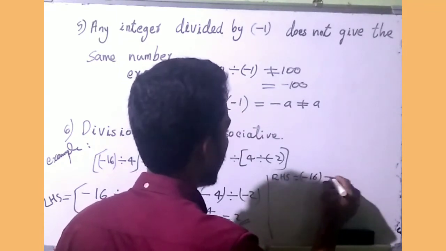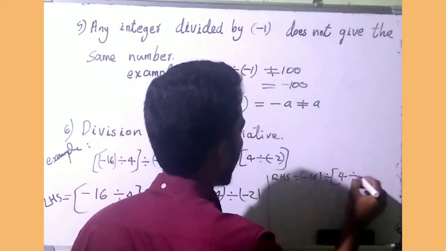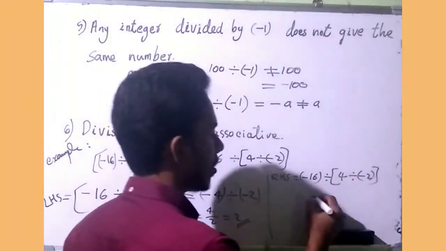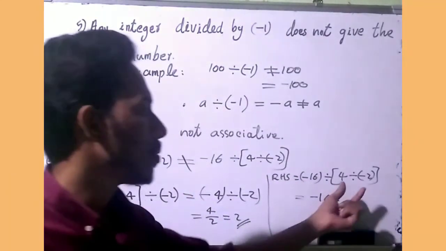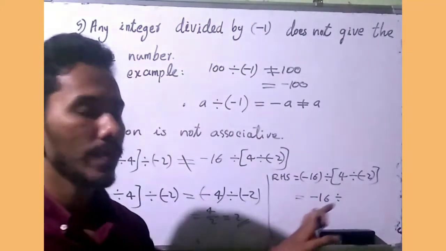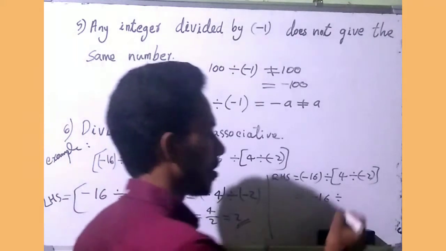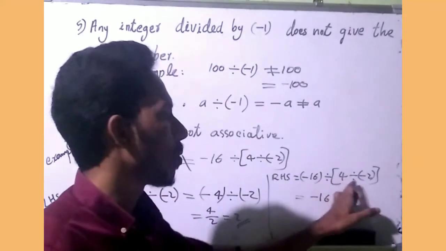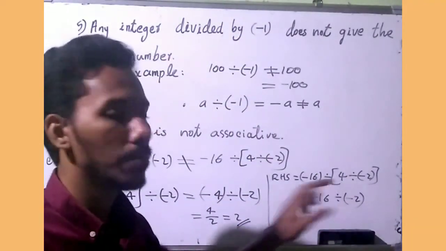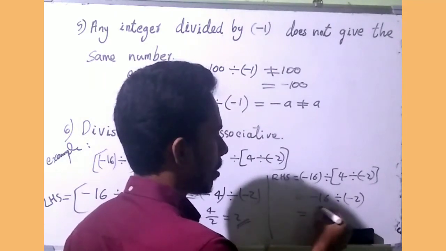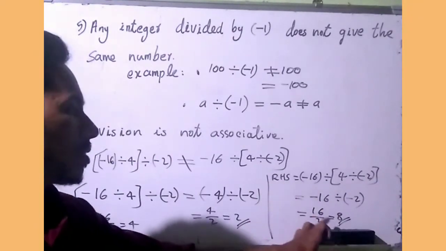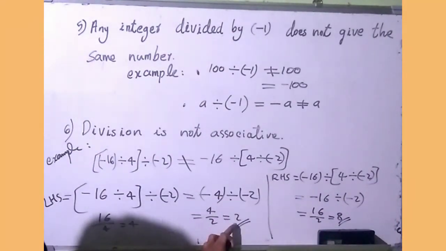It is -16 divided by 4 divided by -2. What is the answer? -16 is here, divided by, we want to solve the brackets first. So 4 divided by -2. Here there is a negative sign, so the answer will have a negative sign. 4 divided by 2, what's the answer? 2. Then -16 divided by -2. The answer is positive 16 divided by 2. That's equal to 8.